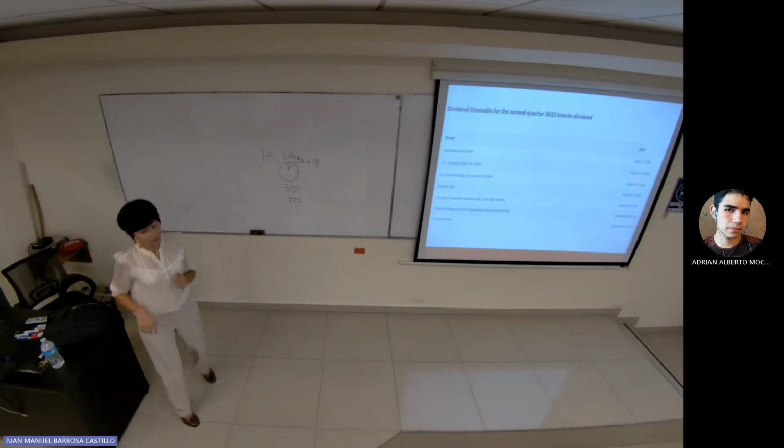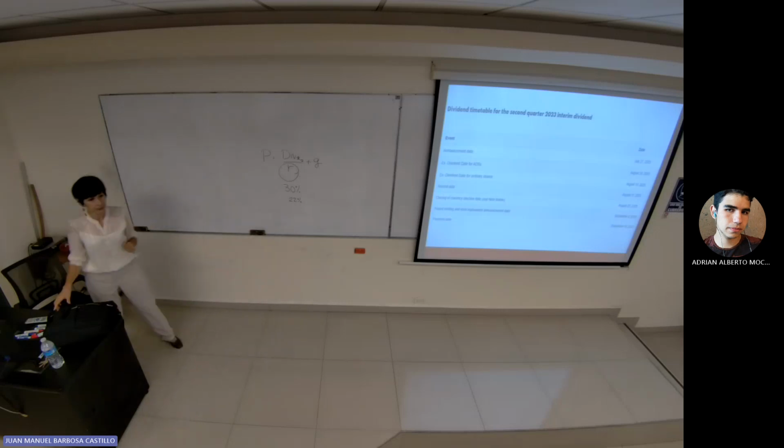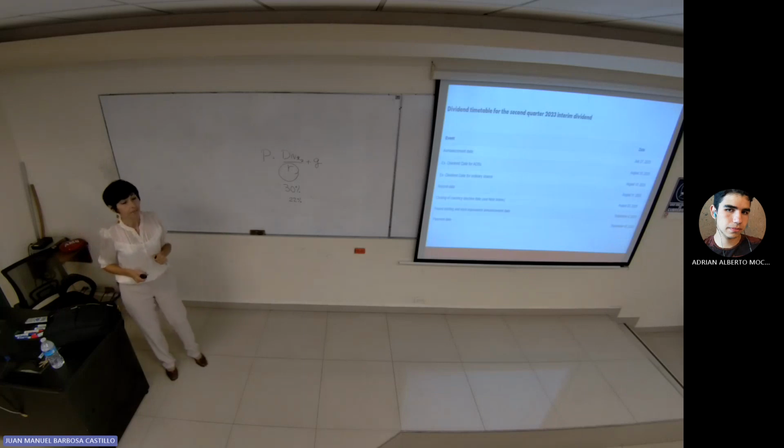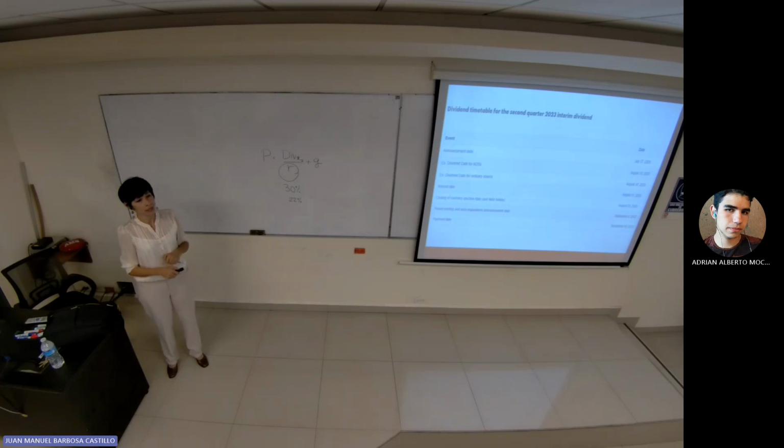Okay. And finally, yes. These dates apply to all types of dividends. Exactly. No matter what type of dividend the company pays, there must be an announcement date, an ex-dividend date, a record date, and finally a payment date. That is the date in which you will receive the money or whatever type of dividend. For a stock dividend, this is the date in which you will receive more shares.